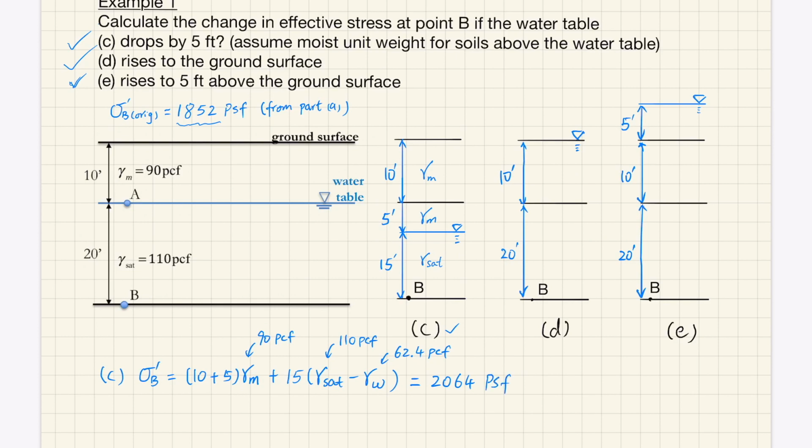Then the change in effective stress, delta sigma B prime, is the new sigma B prime minus the original effective stress at point B. So that's 2064 minus 1852, and this is 212 PSF. So this means after the water table drops by 5 feet, the effective stress increases by 212 pounds per square foot. Increase.